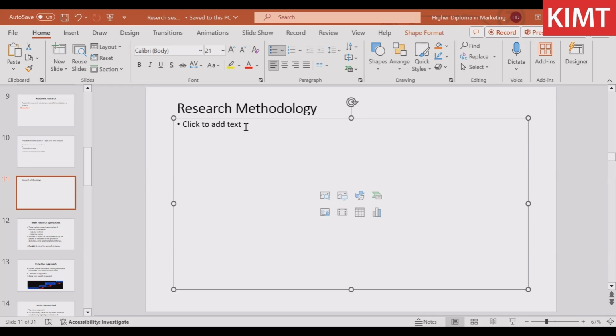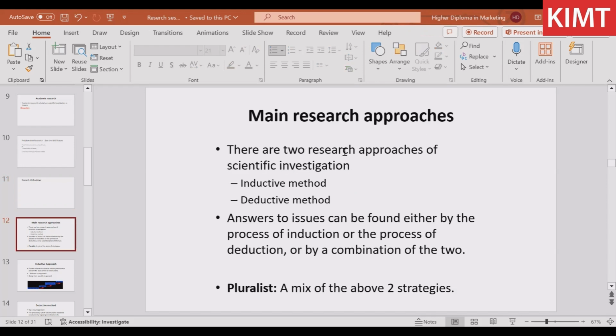Methodology means you have to educate others, including your examiners, on how you are going to do the research. The way of conducting the research is called methodology, right? In your methodology, one of the key areas is the main research approach you need to explain. So let's have a look. What is this main research approach?